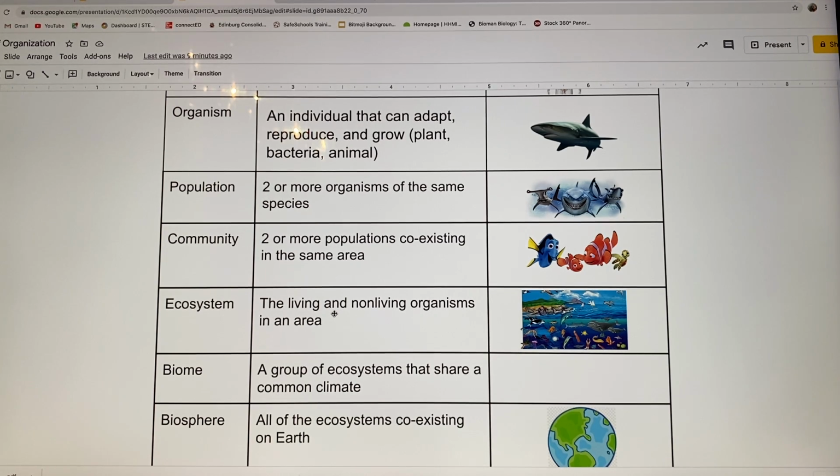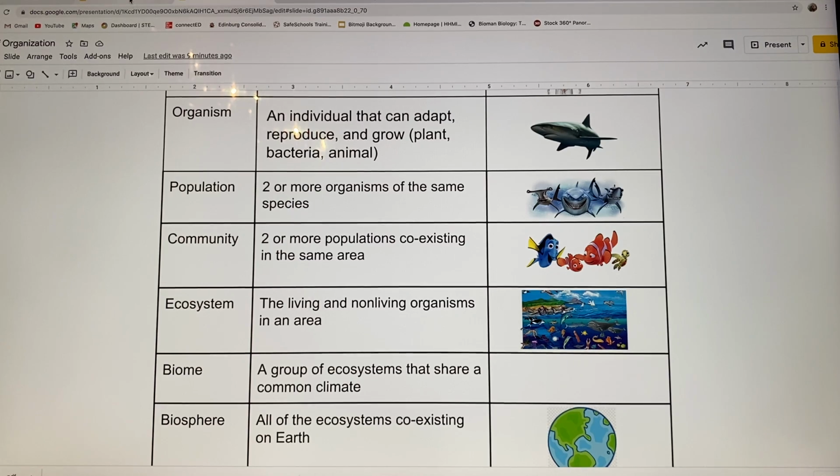Even air. A biome is a group of ecosystems that share a common climate. We have the tundra, the rainforest, the Sahara, the savanna, so grassland. All these areas are biomes. Later we're going to go into more specifics about those. And then we have the biosphere. That's the Earth, everything coexisting in one place. Good old planet Earth. That's why we need to take care of it.